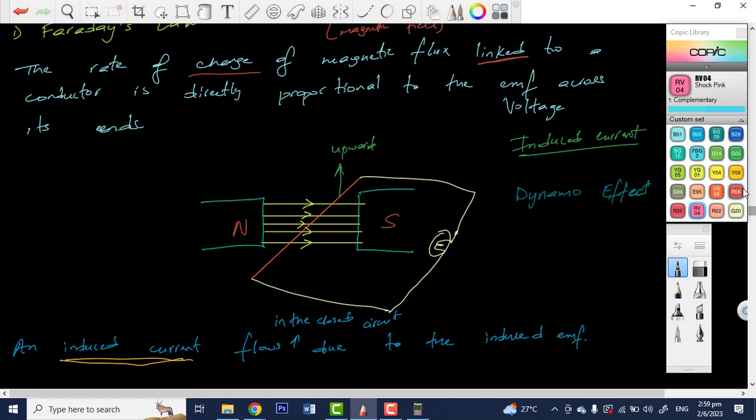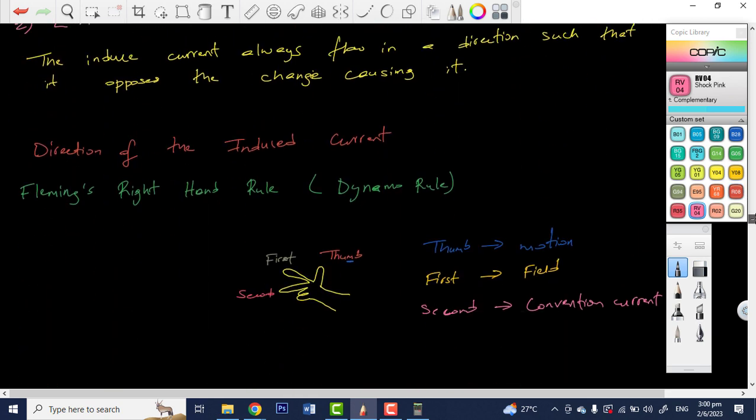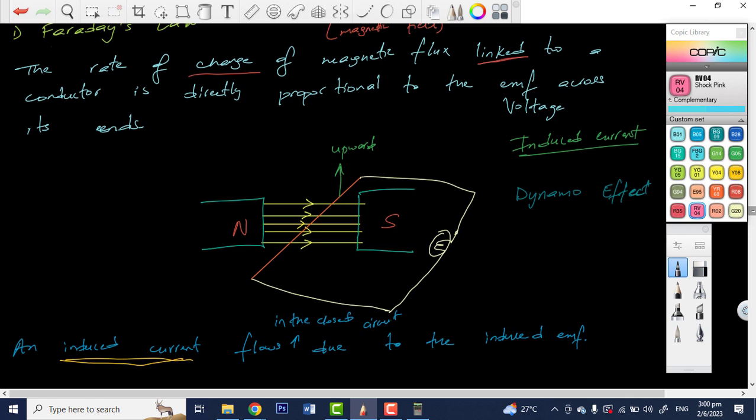So your index should be pointing from left to right. Your thumb should be pointing upward because your thumb is the motion. The motion is that we're moving the conductor upward. So your thumb must be up and your index finger must be from left to right, or in this case from north to south. Okay? With me? So where does your middle finger point?